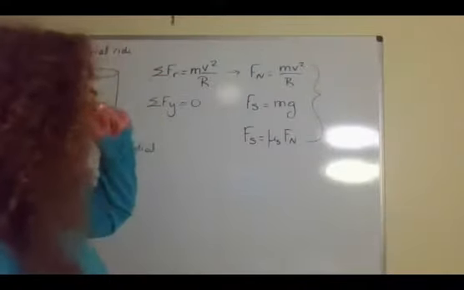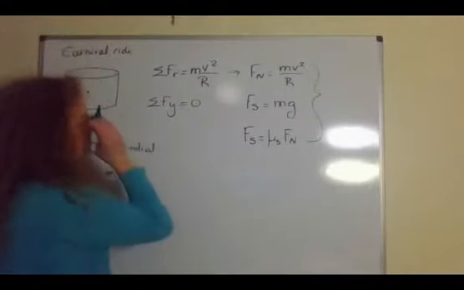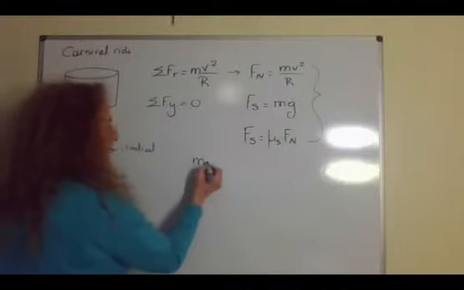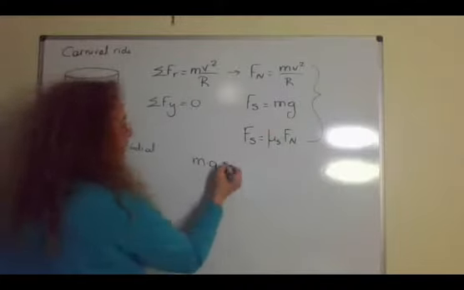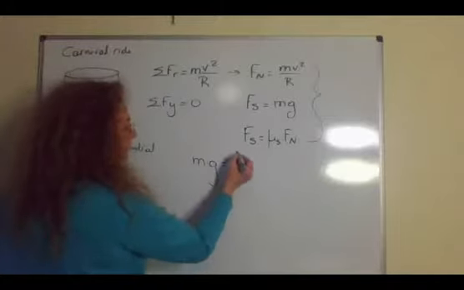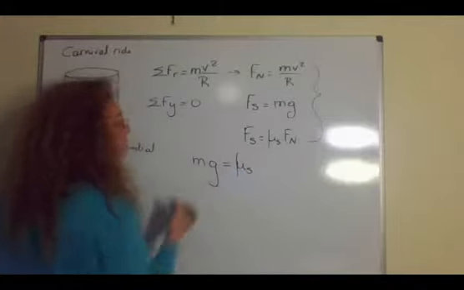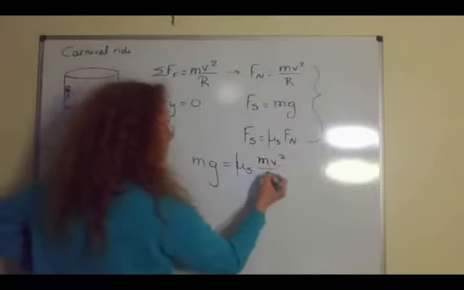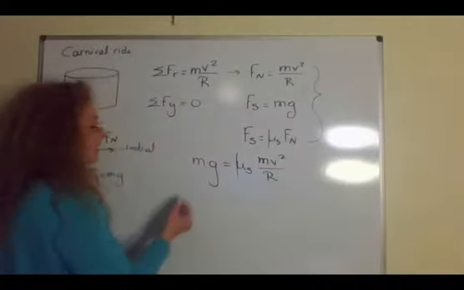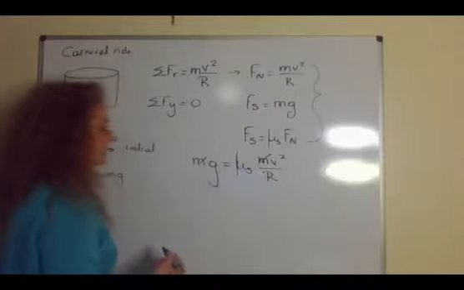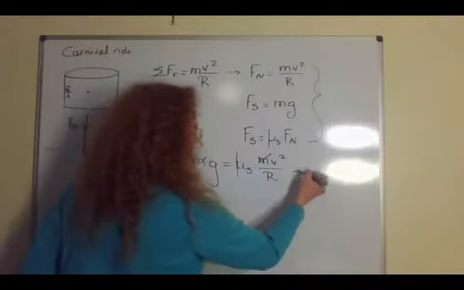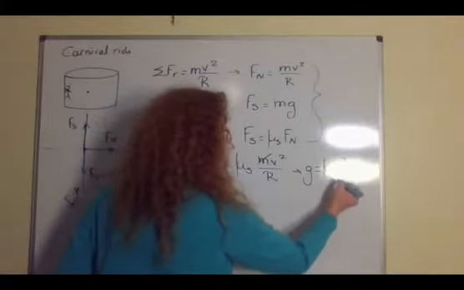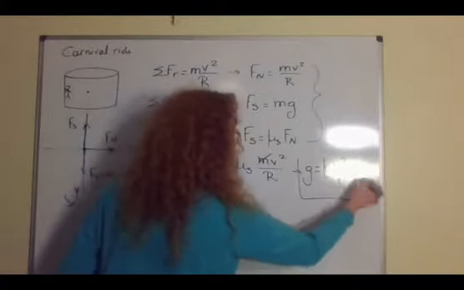So by combining these three equations, what do we have? We have that friction, which is mass times g, equals the coefficient of static friction times the normal force, which is mass times velocity squared over the radius. We can get rid of the mass, so we find that g equals the coefficient times v squared over r. So this is the formula we have.